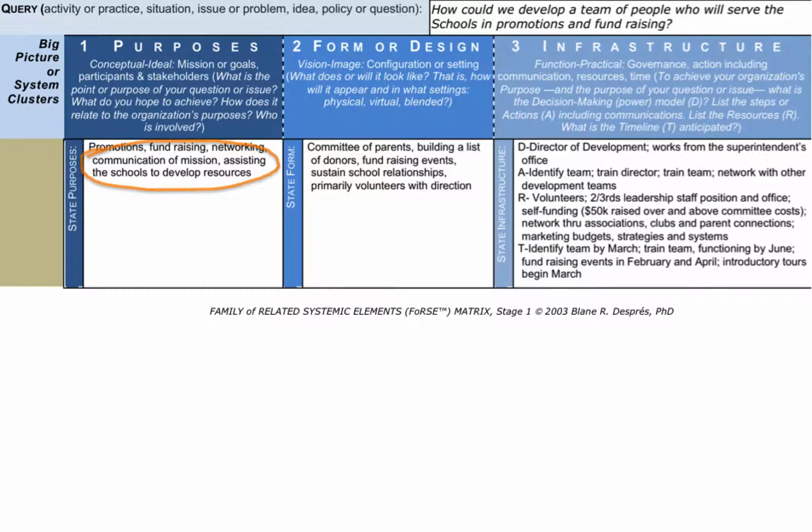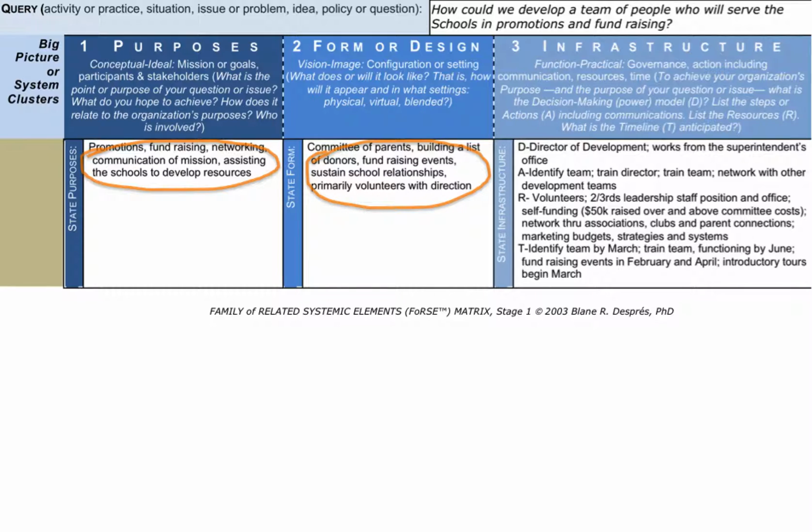So if we reread the query and note the items in this cluster, list only those items that relate directly to the purposes of the query, and finally, to the overall purposes of the organization. Remember, our question here is, what do we hope to achieve? How does it relate to the organization's purposes? And who is involved? Those are pertinent details.